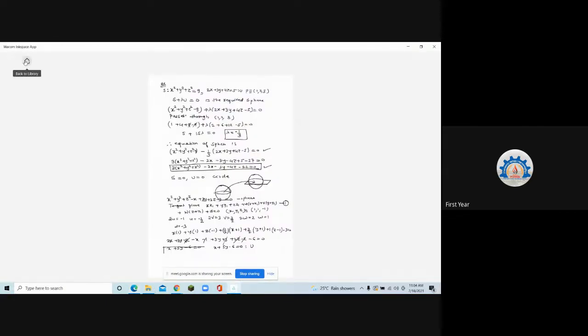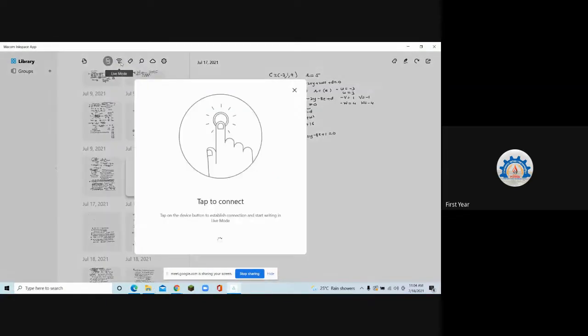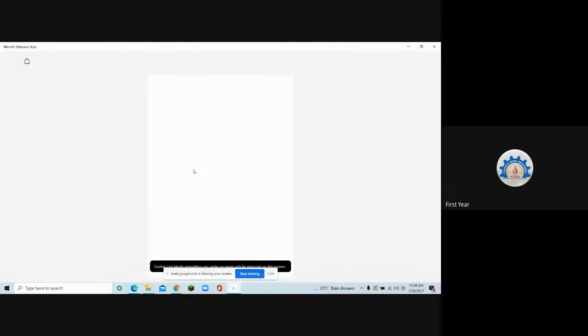Yeah. So what I got, the sphere S1 which was already given to us was x square plus y square plus, have you written the equation of sphere? You please tell me.